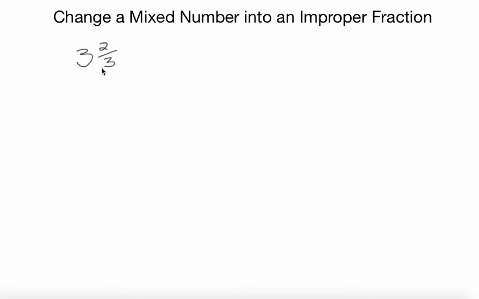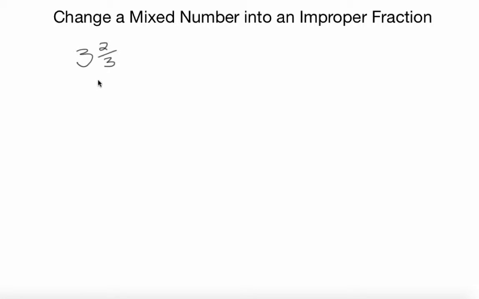A mixed number is a mixture of a whole number plus a fraction part. So this is 3 and 2/3. An improper fraction, we would put it all in a fraction form, so there wouldn't be any whole number component. So let's break this into an improper fraction. We're going to work through this really slowly so it makes sense what we're doing.